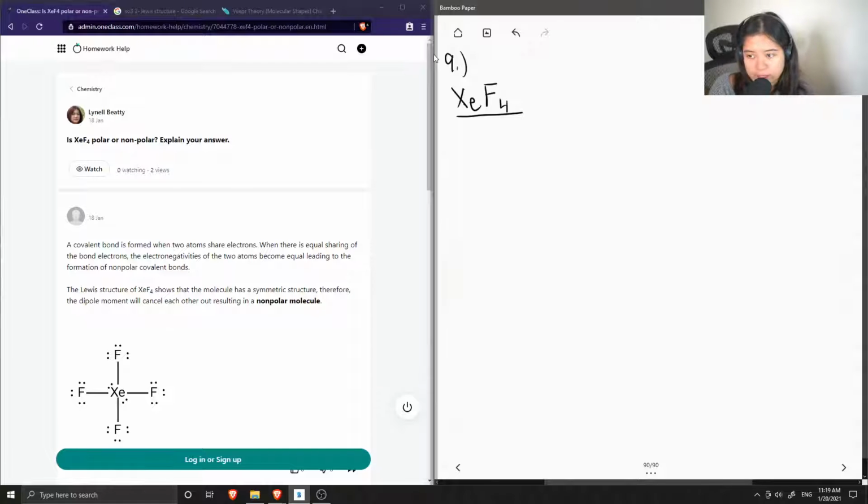So the steps for writing a Lewis structure is to first find out the total number of valence electrons. In the case of xenon, xenon has 8 valence electrons, and fluorine has 7 valence electrons. There are 4 fluorine atoms in xenon tetrafluoride, so we multiply this by 4. And then when we add these values up, we get a total of 36 valence electrons.